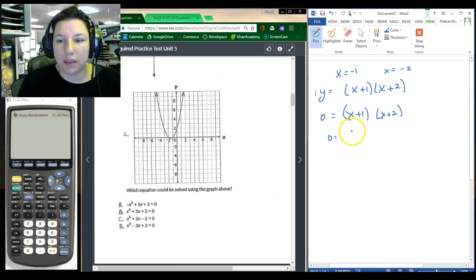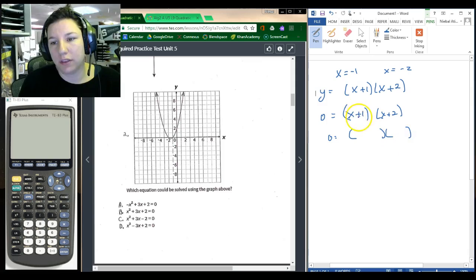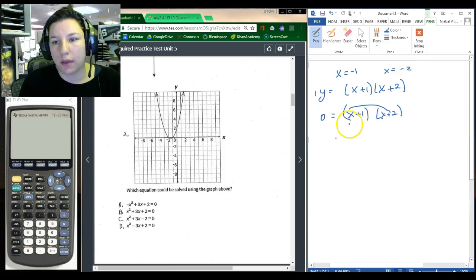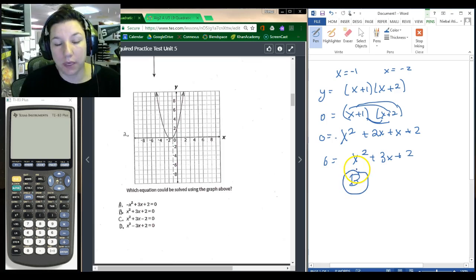And then if we factor these out, that would give me x times x is x squared, x times 2 is 2x, x times 1 is 1x, and 2 times 1 is 2. So we get x squared plus 3x plus 2 equals 0, which is answer choice B.